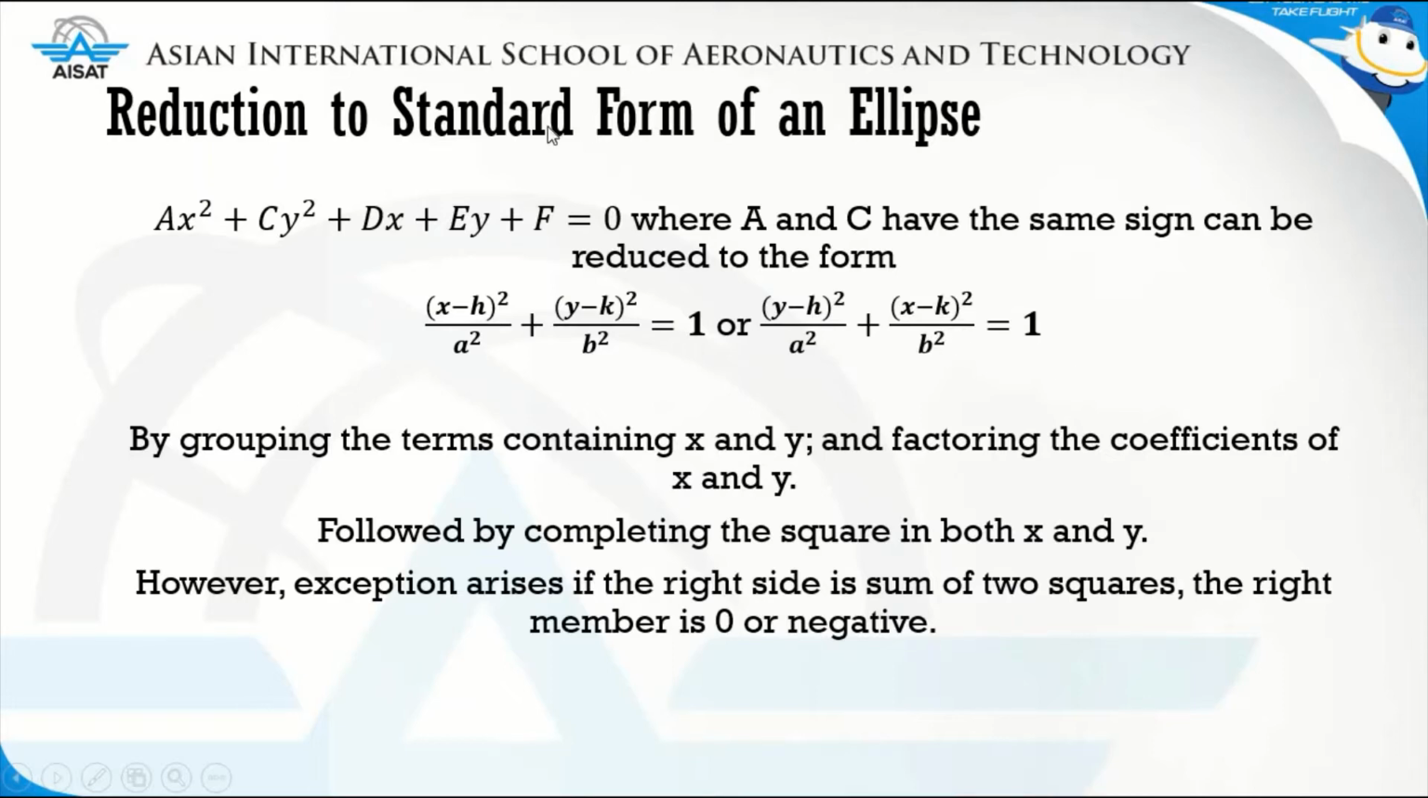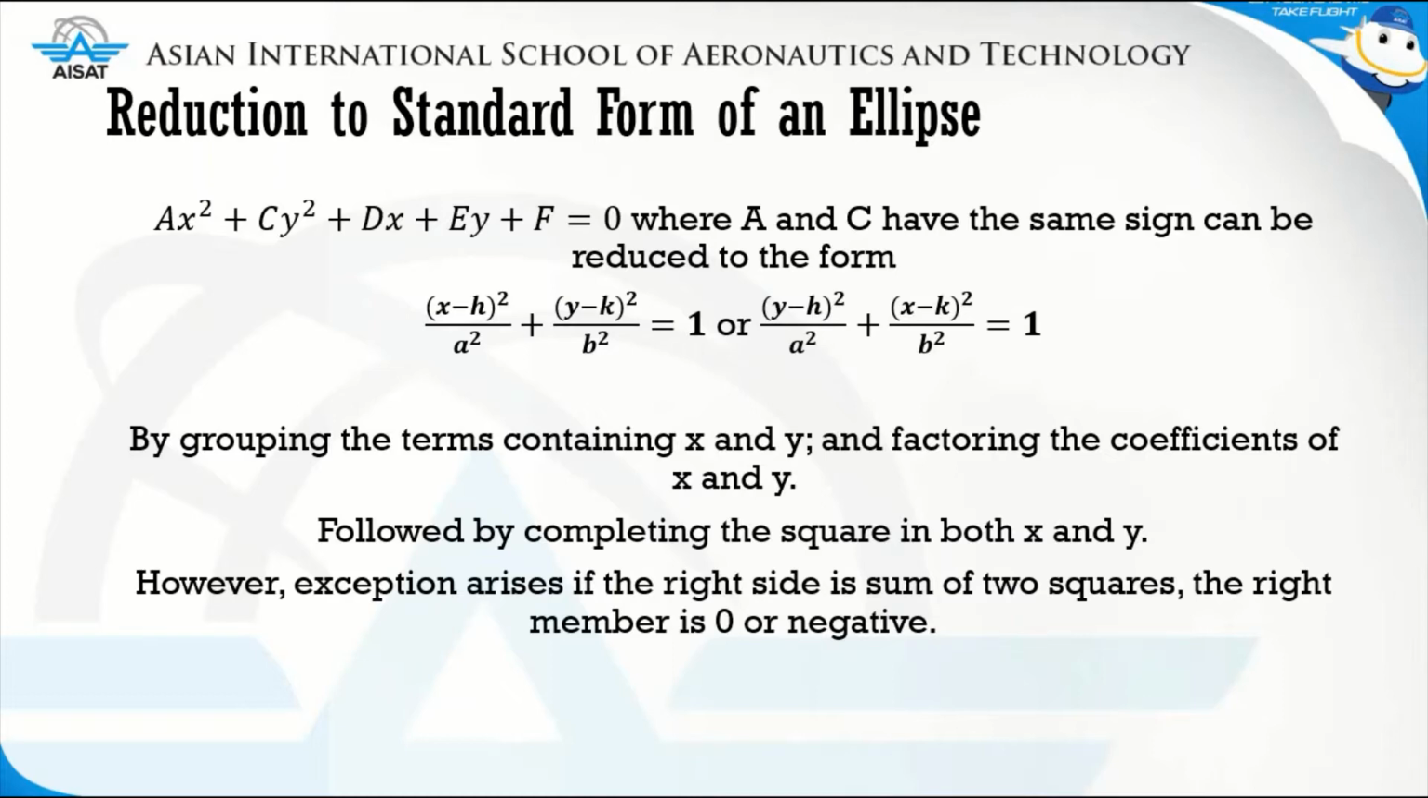We can reduce the general form to standard form by grouping the terms containing x and y and then factoring the coefficients of both x and y. It's followed by completing the square in both x and y. However, an exception arises if the right side is a sum of two squares, which denotes a circle, or the right member is 0. If you have 0 on the right, that denotes a point, or if negative, this does not denote a conic section.